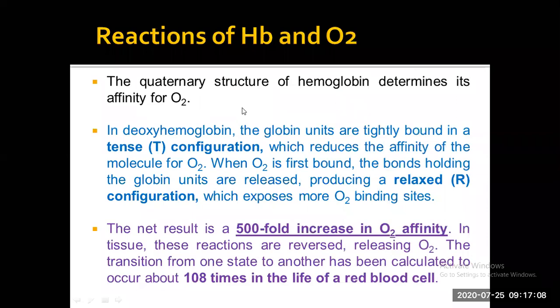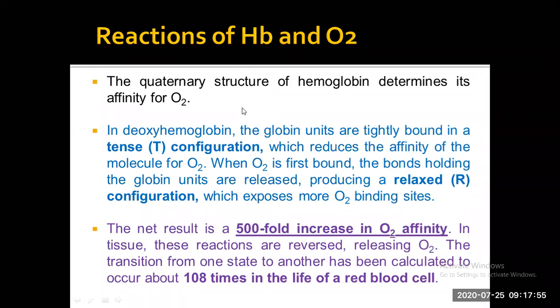It is very important to know how many times these T and R configurations can change. Hemoglobin is itself a protein, so it has limited capacity to do the work. In our red blood cell, we have seen that it can change configuration 108 times in the life of the red blood cell. We know the red blood cell lifespan is 120 days. In 120 days, it can change from the T configuration to the R configuration, and from R to T, only 108 times.